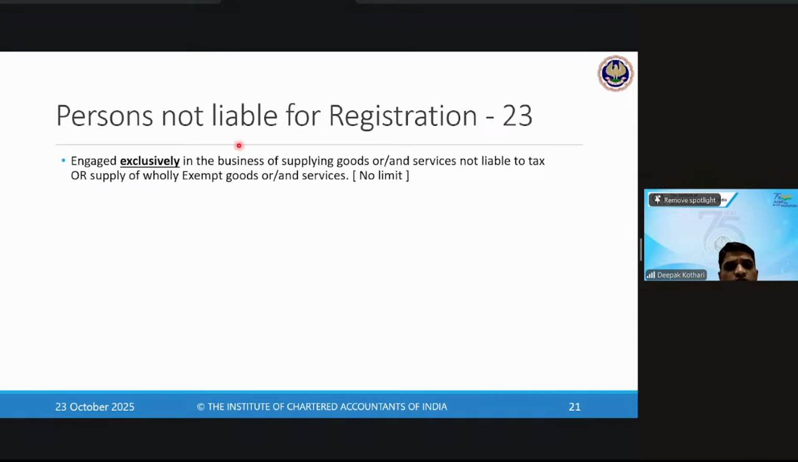First is a person who is exclusively in the business of supplying goods or services which are not liable to tax, or supply of wholly exempt goods and services. So when will this come? This will come in a case when a person is supplying something on which tax is not payable. So if you are doing only exempt supply, or your supply is fully exempted because of an exemption notification, then you do not have to take registration.